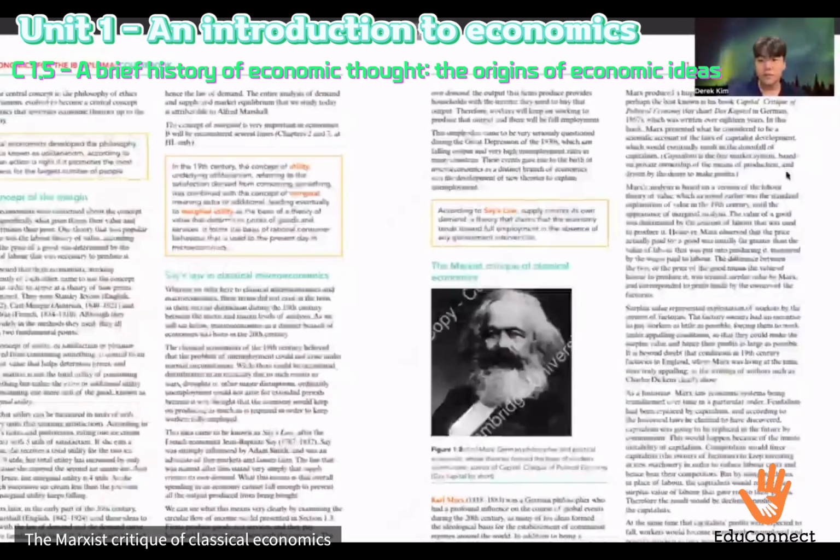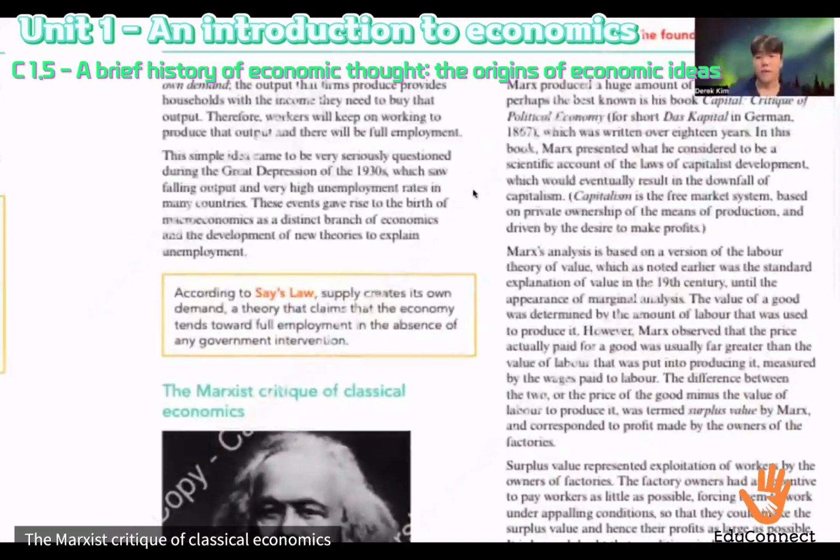Marx produced a huge amount of written work, but perhaps the best known is his book Capital, Critique of Political Economy, for short, Das Kapital in German, which was written over 18 years. In this book, Marx presented what he considered to be a scientific account of the laws of capitalist development, which would eventually result in the downfall of capitalism.